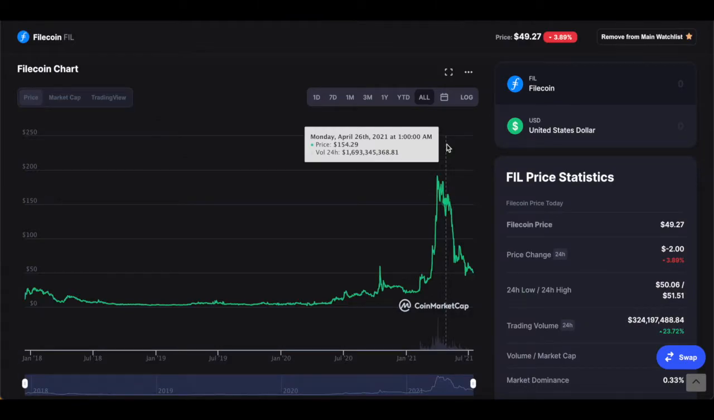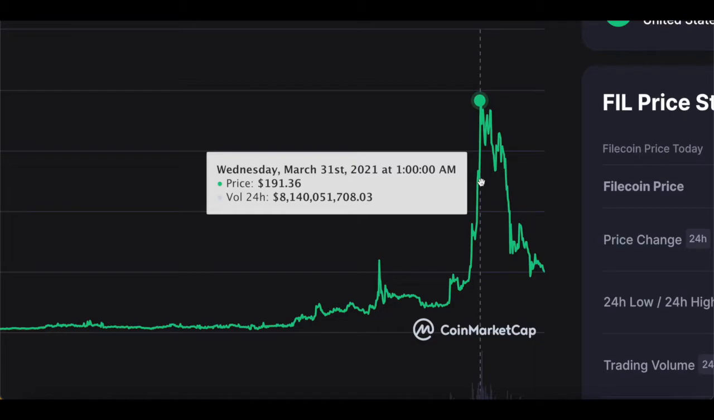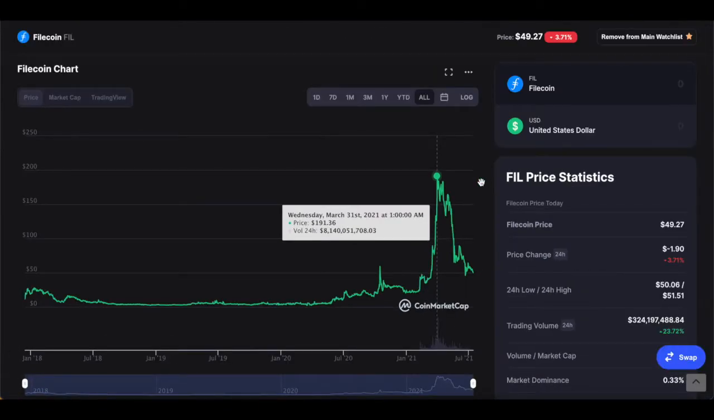So let's get into the price just a little bit. We're looking at a history of Filecoin token prices. Back in March 2019, the price was sitting very comfortably around $3.24. Can you believe that? That's crazy. And at its all-time high, it was at $191 US. That's huge. That's an understatement of the full potential of Filecoin.